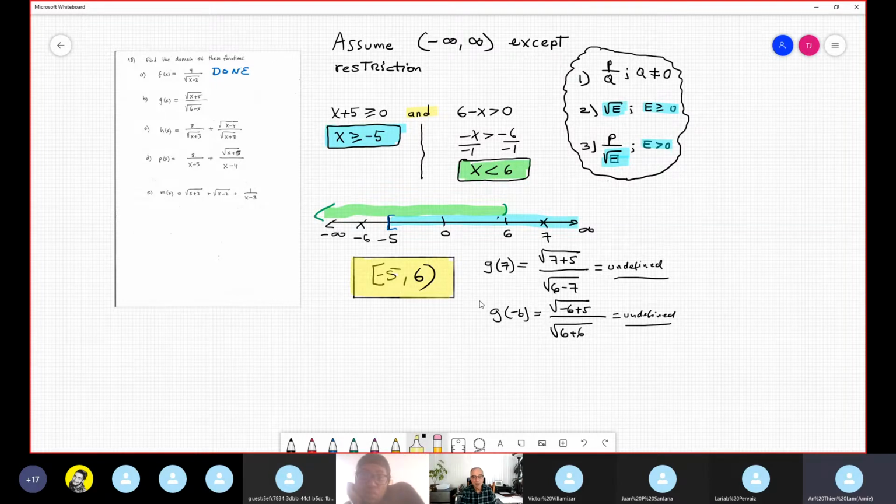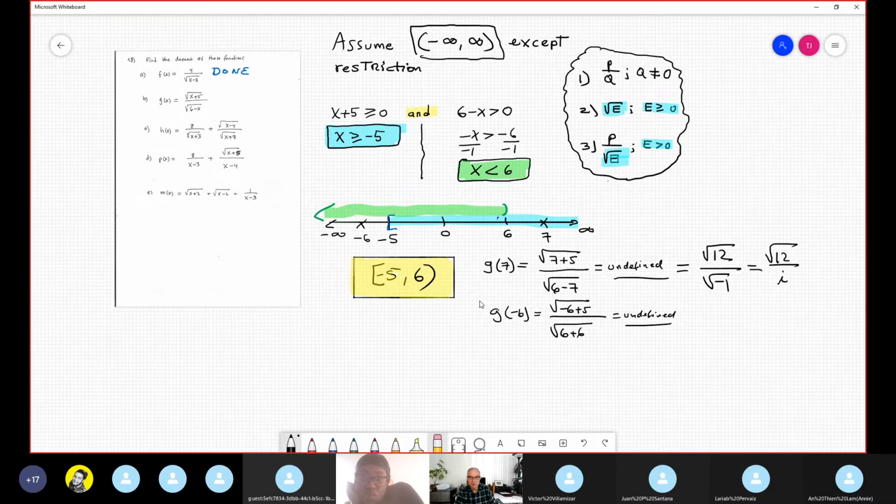Undefined means, because look, we have radical 12 because 7 plus 5 is 12. And we have radical negative 1. And radical negative 1 is i, by definition, which is completely outside the set of all real numbers. That is the reason it is undefined. Clear?